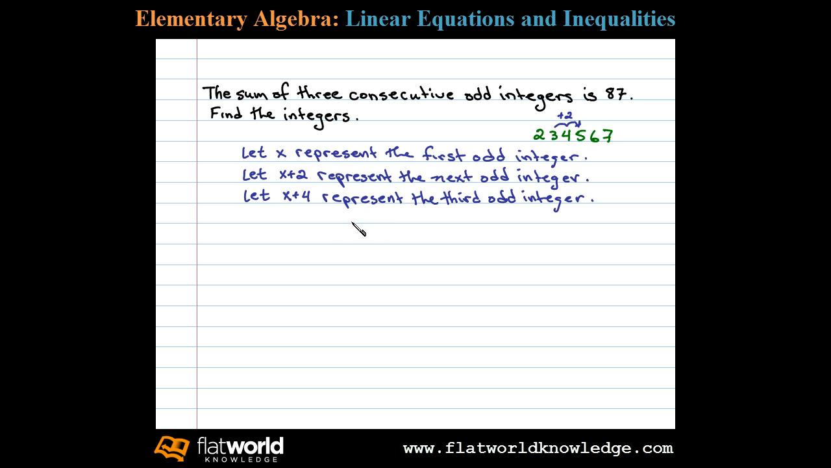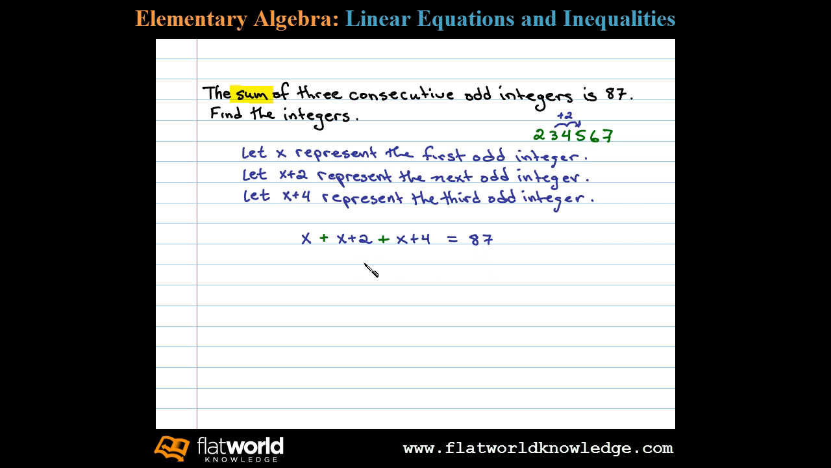Okay, once we identify the variables, the next thing to do is set up an algebraic equation. Now, I notice here the key word is sum. The sum indicates that we should add these integers up. So the first integer plus the next odd integer, x plus 2, and then plus that third odd integer. These are all consecutive, so we have x plus 4. That has to equal, the sum is 87. So we'll set that equal to 87, and there's our algebraic setup.